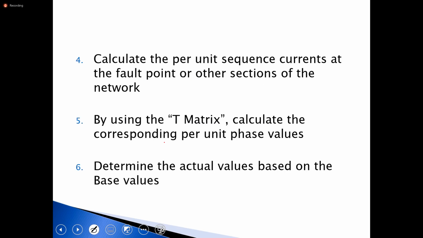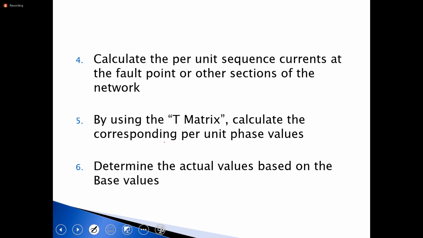Step 4 is that you're going to calculate the per unit sequence currents at the fault point. And this is the beauty of per unit, because the other section of this statement is that you calculate the currents at the fault point or other sections of the network.